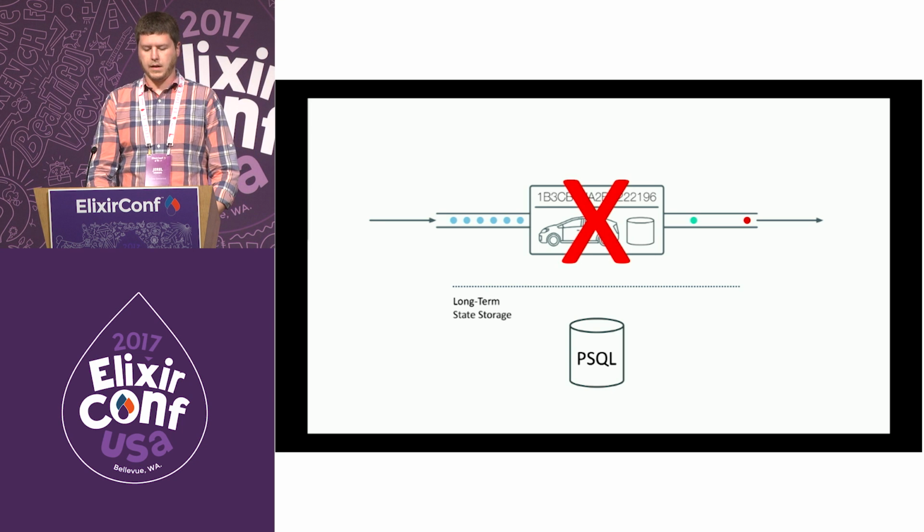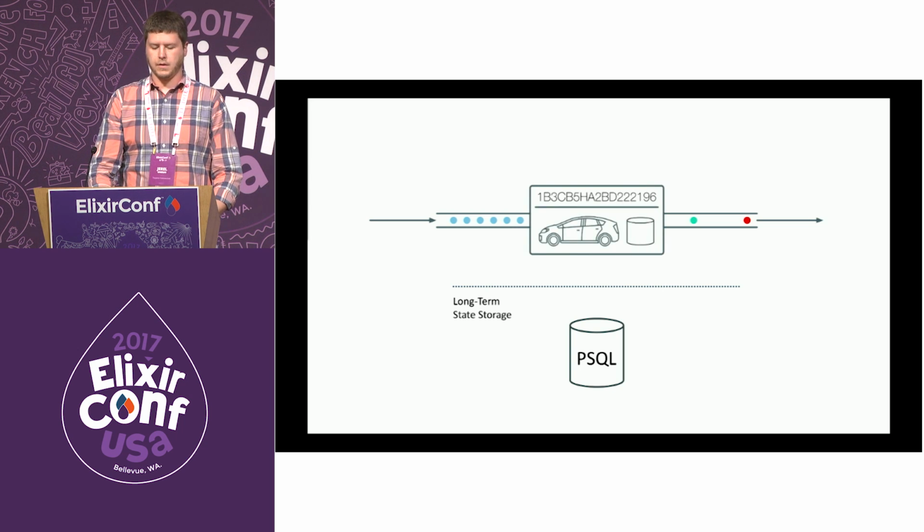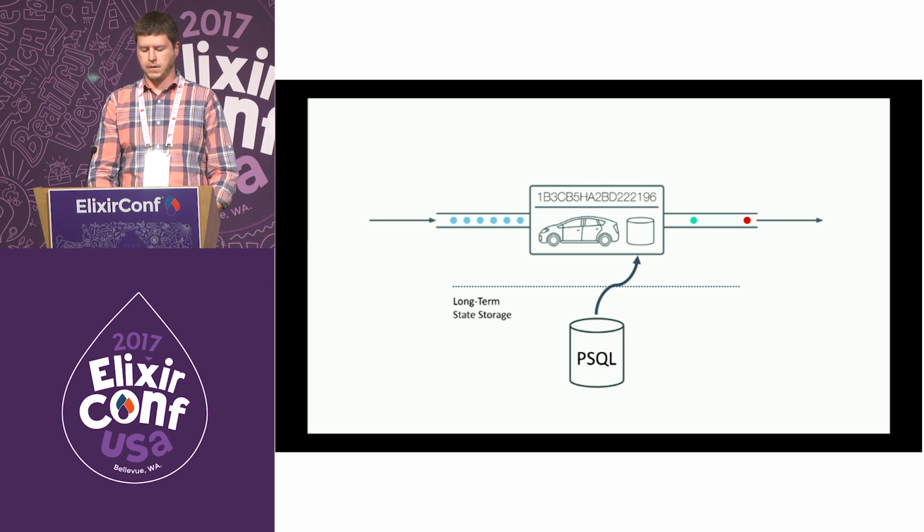So here we have a process that died, and it goes away. And so all the state, anything that you knew about that vehicle is gone. So when it respawns, we pull the last known state from long-term storage, and now we know how to run calculations on it again. We can carry on with live data processing.